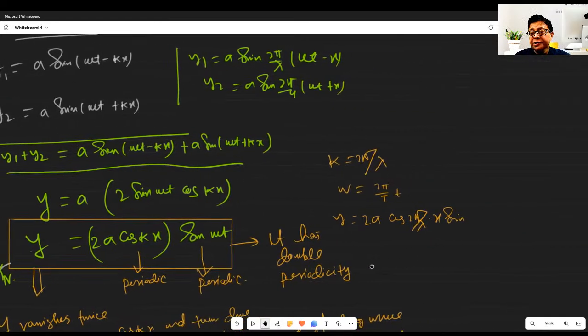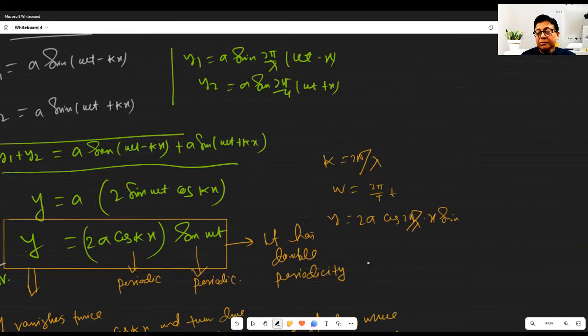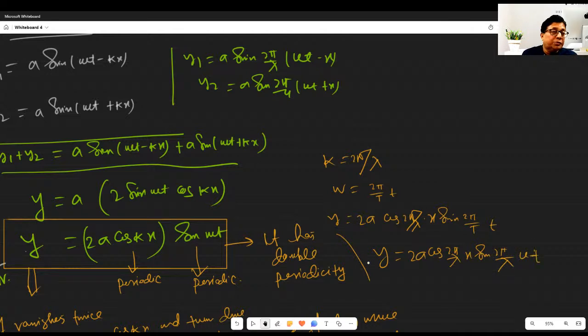Two pi by 3 into t, or you can write it this way also: sine. Don't be confused, that's why I'm writing it twice. Otherwise this equation is enough. Mathematically, we have added them and it has double periodicity.